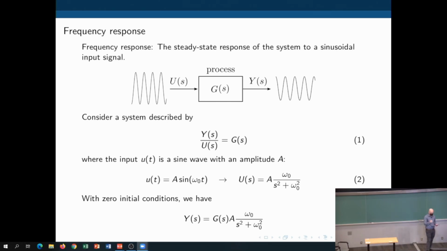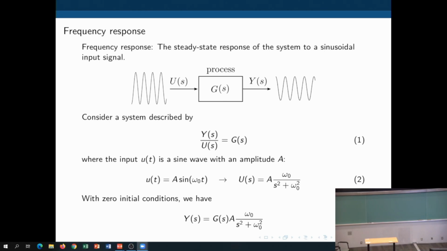So let's go back to our system, our cart there, our mass, and let's assume that that was the process that was G of S. We had a transfer function that characterizes that system, and we have now an input U and output Y. So that's the relation between them. That's equation 1, simply the transfer function.